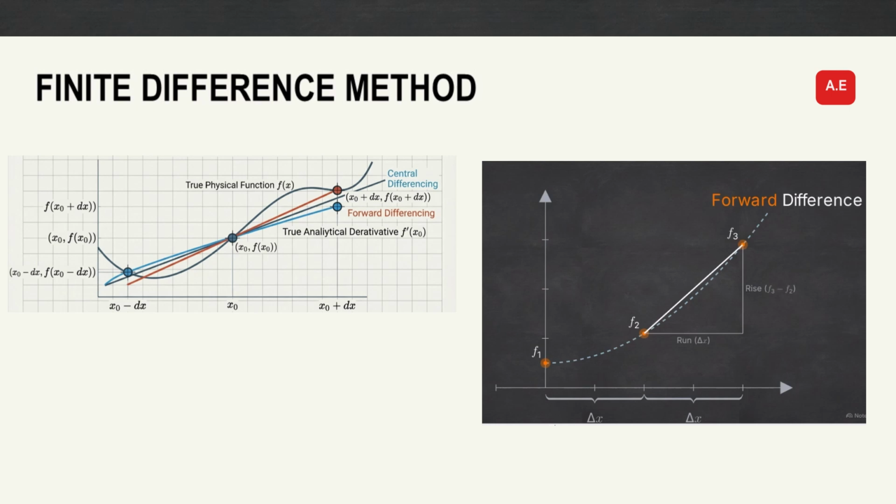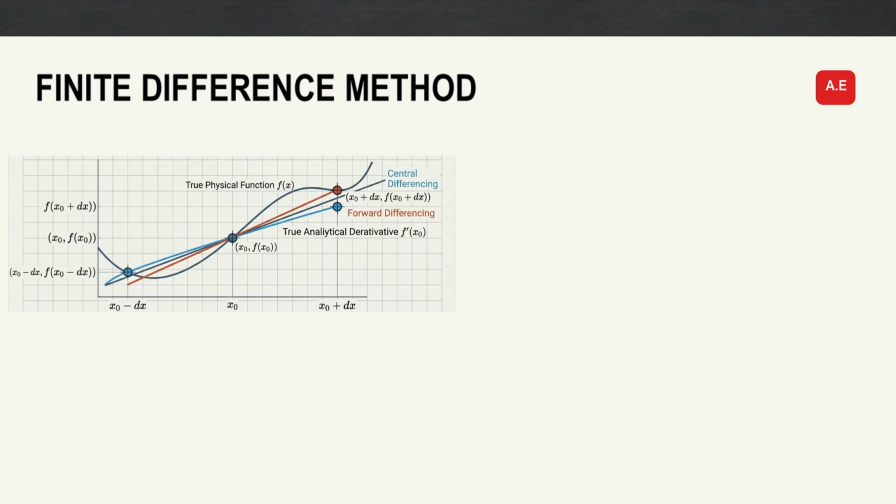If we calculate that slope using data strictly ahead of our target point, we get a forward difference. If we use the data behind it, we get a backward difference. Both provide a rough estimate of the true slope. But evaluating the derivative at a midpoint by spanning symmetrically across the data from f1 to f3 gives us the central finite difference. Notice how this line perfectly parallels the true tangent slope at f2.